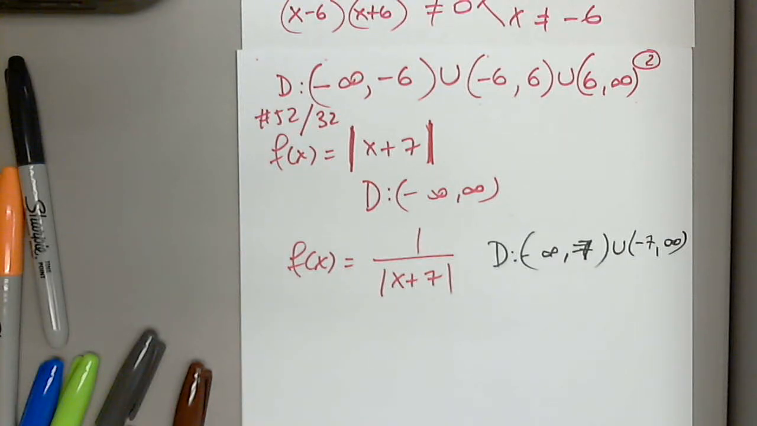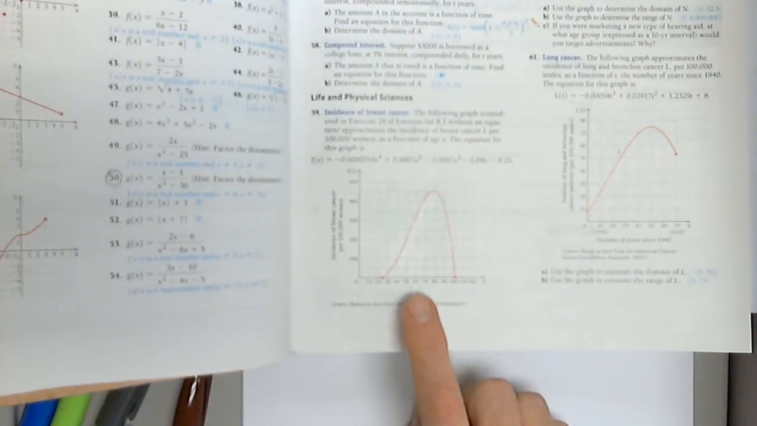Okay, before we move on, I'd like to look at a couple of graphs to identify domain and range. And I'd like to look at this function right here. So we are given, this is the incidence of breast cancer. The following graph gives us, so they are graphing.